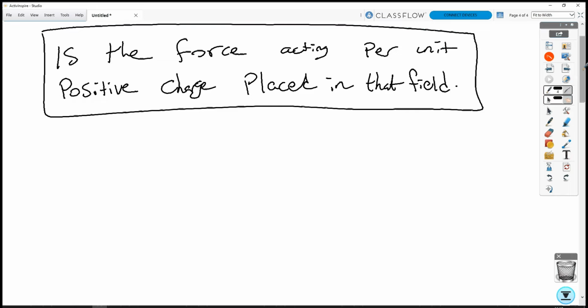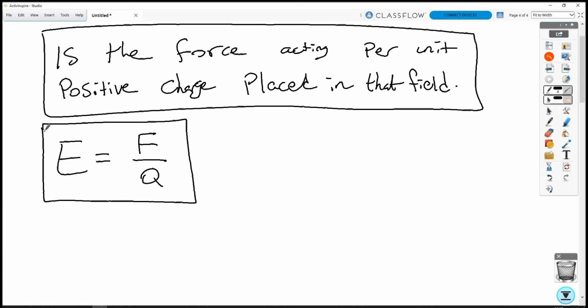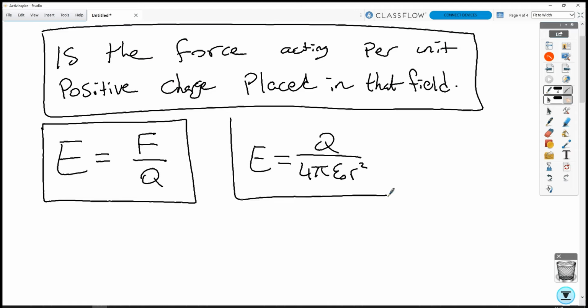So the equation here is that the electric field strength, which we denote as E, is equal to F over Q. This is similar to g equals F over m in a uniform field. And in a non-uniform field, so in a radial field, it's E equals Q over 4 pi epsilon naught r squared, which is basically the same as g equals GM over r squared.